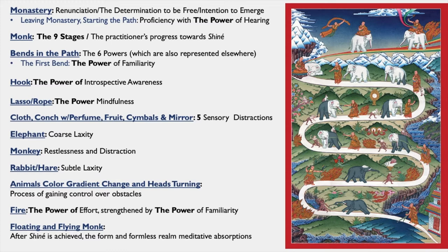The hook that the monk holds is the power of introspective awareness, and the lasso, or rope, the power of mindfulness. These are our 2 weapons, or tools, or means to tame the mind, and these are the most essential components that we need on our path to developing sustained concentration. Up the center of the path, you have cloth, conch with perfume, fruit, symbols, and a mirror. These represent the 5 sensory distractions that we battle against or try to transform our relationship with on our way to developing this kind of concentration.